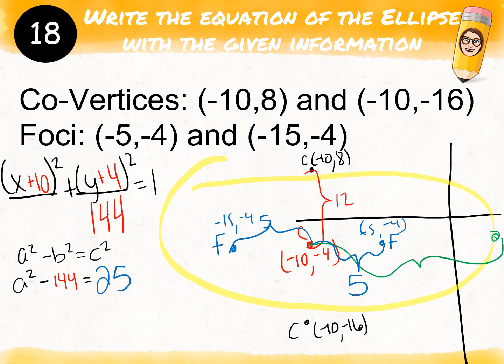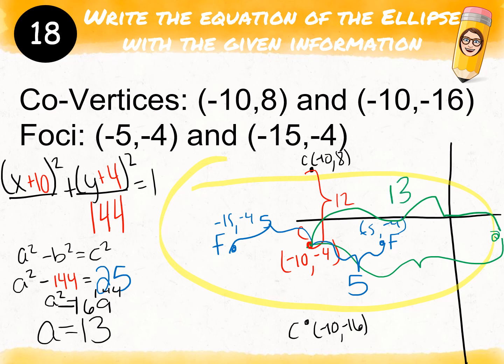Again, graph paper, so much more helpful, so please consider it. Let's solve for a. I am going to add 144, that's 169. Square root of 169, again, I'm not going to give you anything too crazy. Square root would be 13. All right, a represents the distance from the center to the vertex, which is 13.